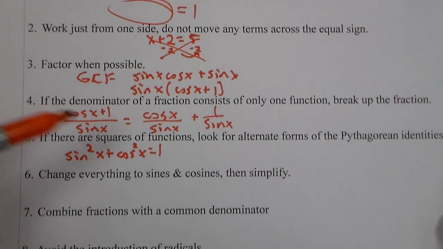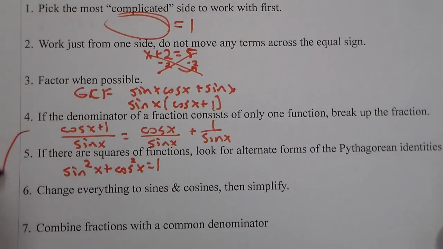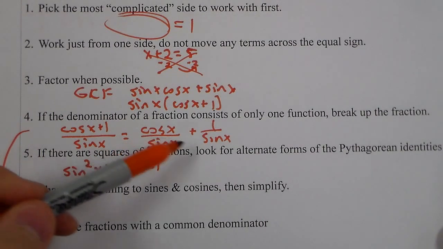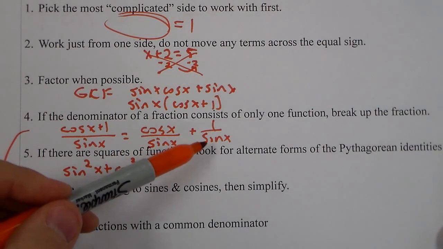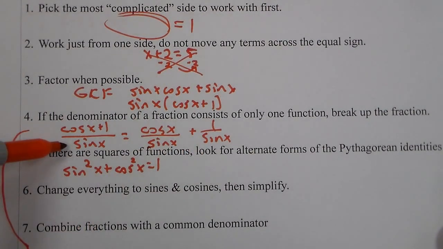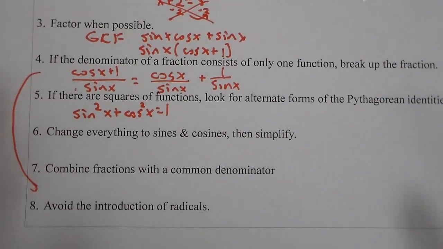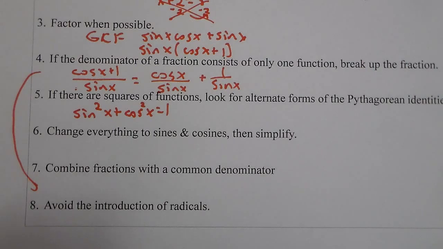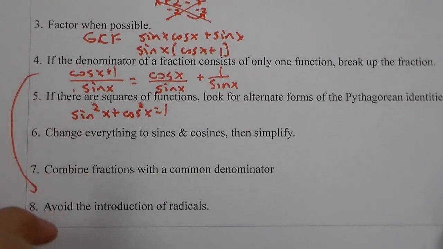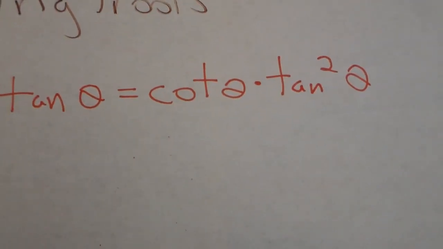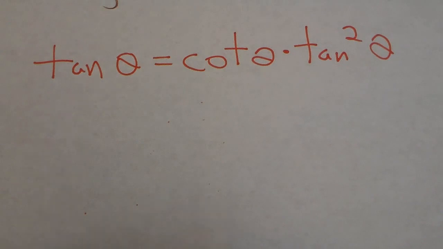Combine fractions with a common denominator. Almost like the opposite idea. If I had cosine x over sine x plus 1 over sine x, I can make that into one fraction. And avoid the introduction of radicals. Don't take the square root of things if there's not already one there. We don't want radicals. Maybe if we start with one, that's okay. We'll have to simplify through, but don't bring them in. So with that, let's start working through some examples before you go off on your own.